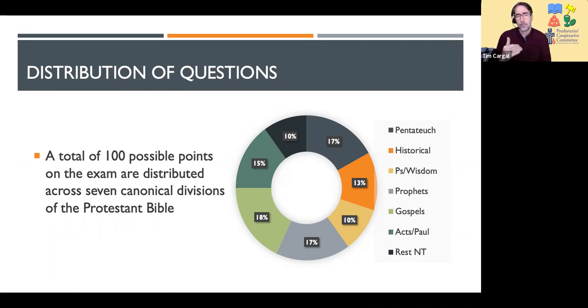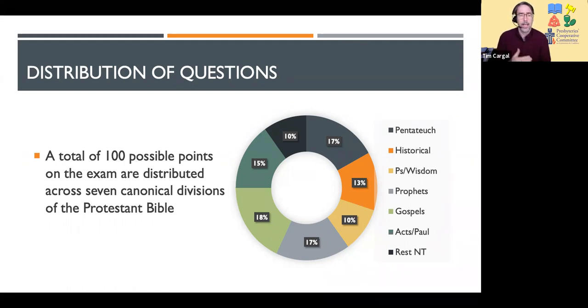But again, the distribution is always 17% of the test will relate to the Pentateuch, 13% will relate to the historical books, which are Joshua through Esther. Then 10% will relate to Psalms and wisdom literature, so Job, Psalms, Proverbs, Ecclesiastes, Song of Solomon. And then 17% will relate to the prophets, so Isaiah through Malachi.